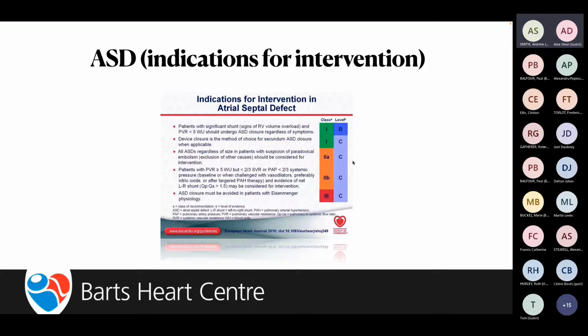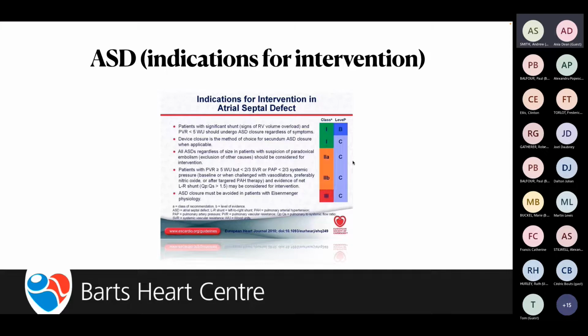a significant shunt, which essentially just means that the right heart is volume overloaded, and that is an indication for closure regardless of symptoms, but obviously if patients have symptoms as well, that's an added indication. And as mentioned here, pulmonary vascular resistance of less than 5 Woods units. Secondly, it says on here, device closure is a method of choice for secundum ASD when applicable. So we usually try device closure first unless they're very large.